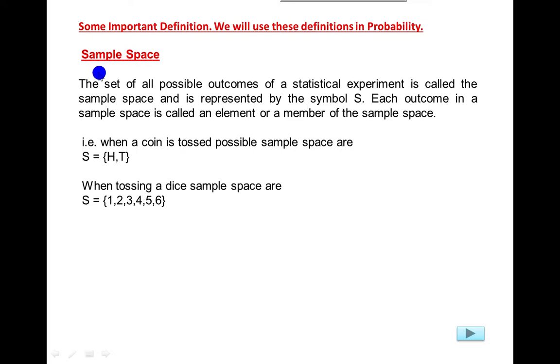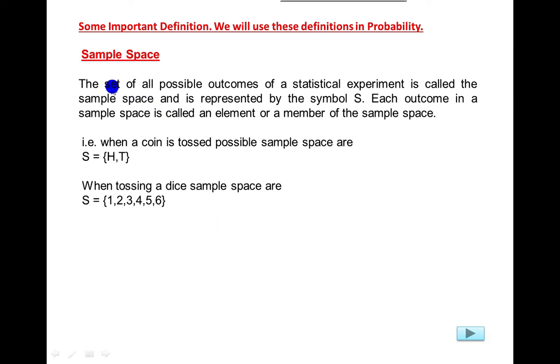The first definition is sample space. The definition of sample space is the set of all possible outcomes of a statistical experiment. Each word is very important.